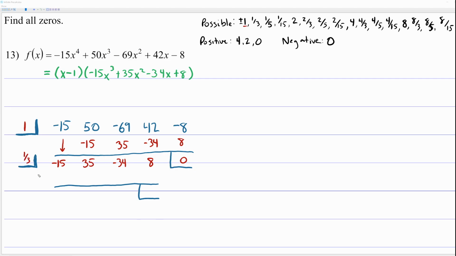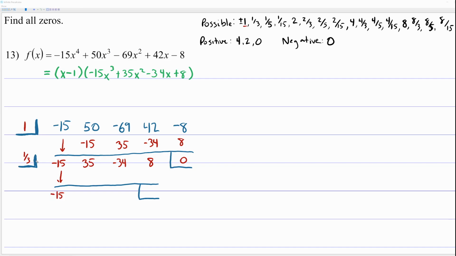I know that the number 1/3 works. Worst case scenario, you have a little bit of trial and error, and there are some more theorems that can help us out a bit later if we want. So, we do synthetic division again. We bring down the -15, so that's -15.